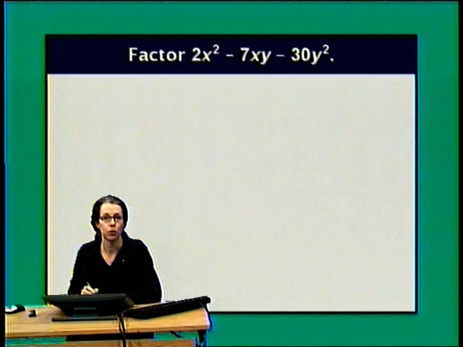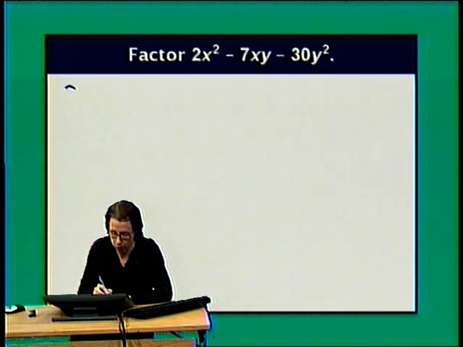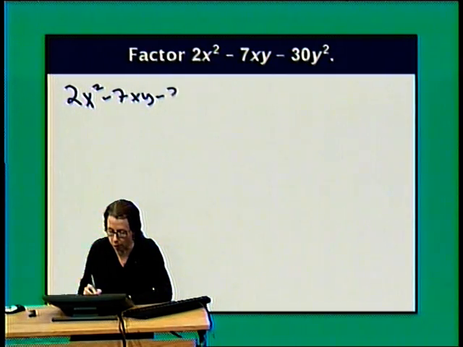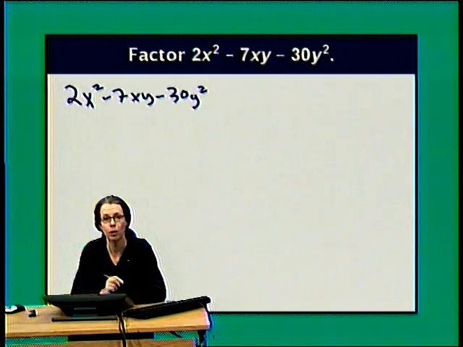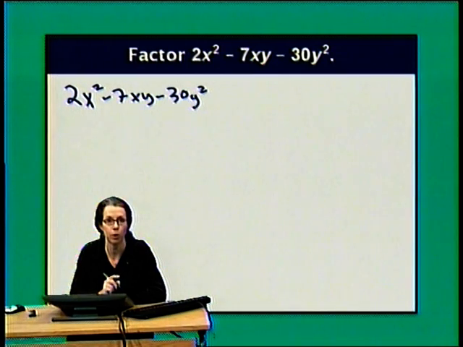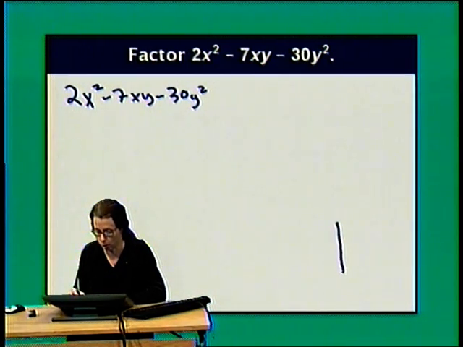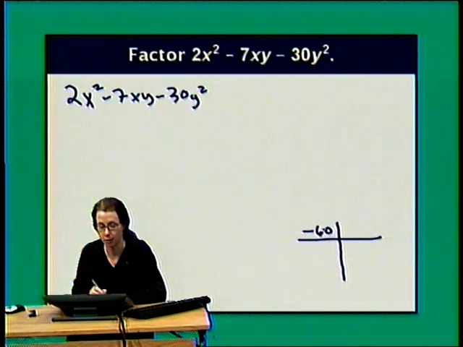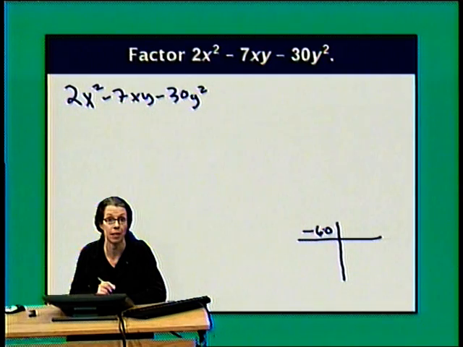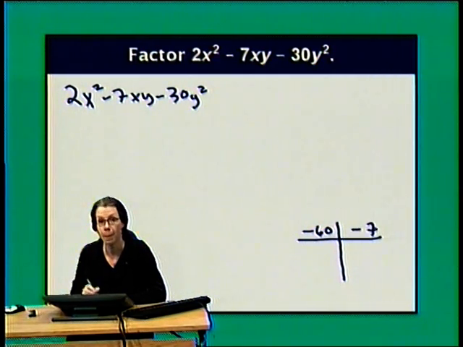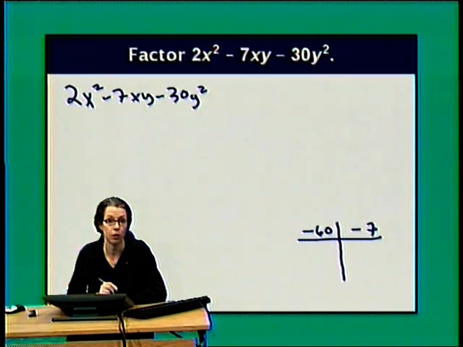So now we have 2x squared minus 7xy minus 30y squared. So I'm going to look at the coefficients of the x squared term and the y squared term. 2 times negative 30 is negative 60. And I want to see if I can find a pair of integer factors of negative 60 which add to negative 7. So I'm going to start thinking about integer factors of negative 60 that add to negative 7.